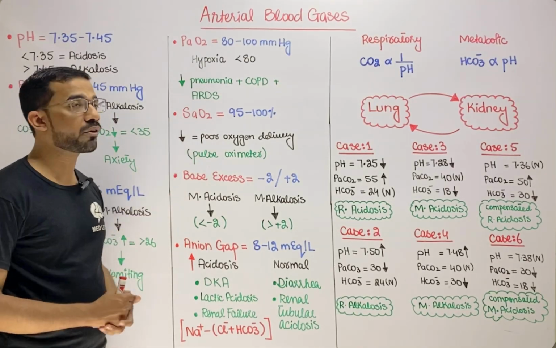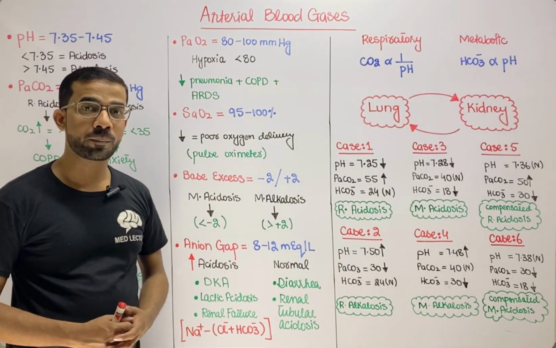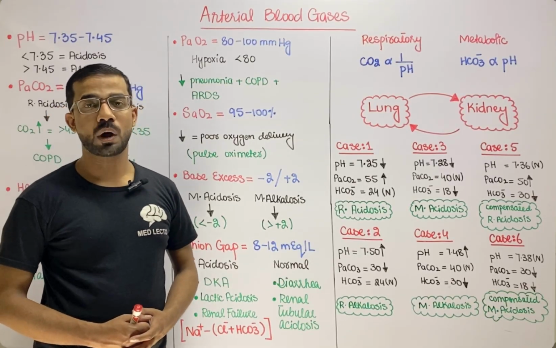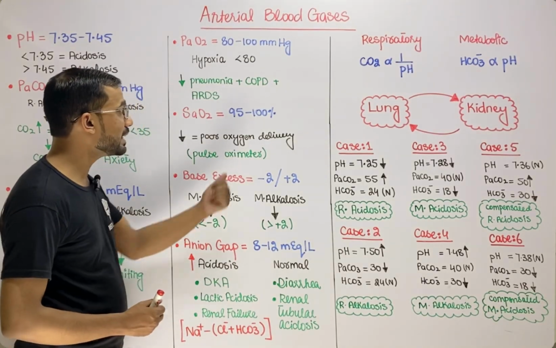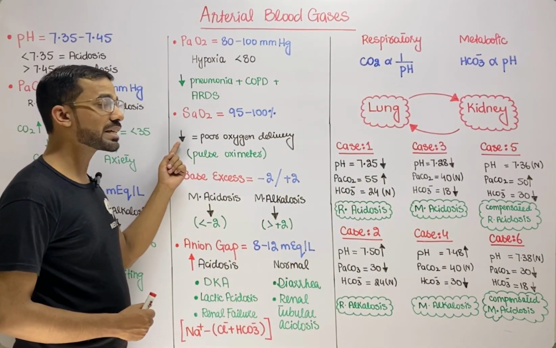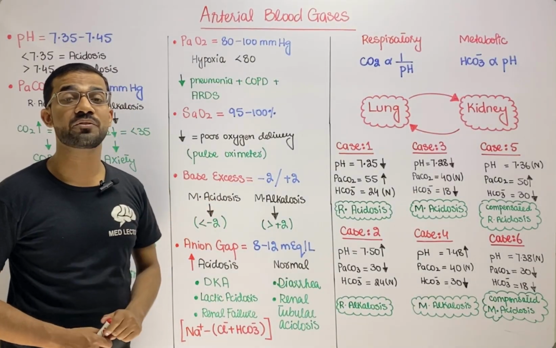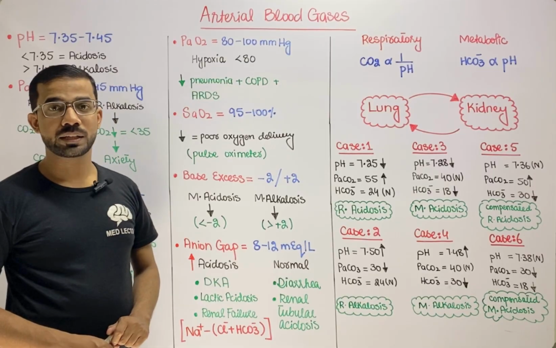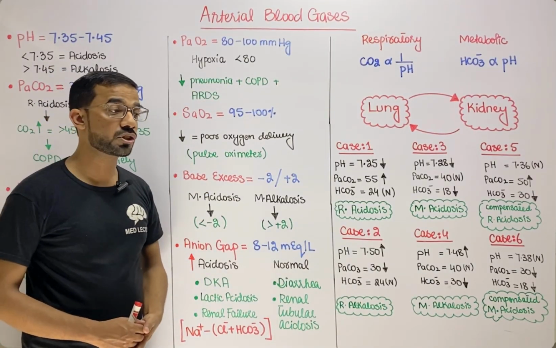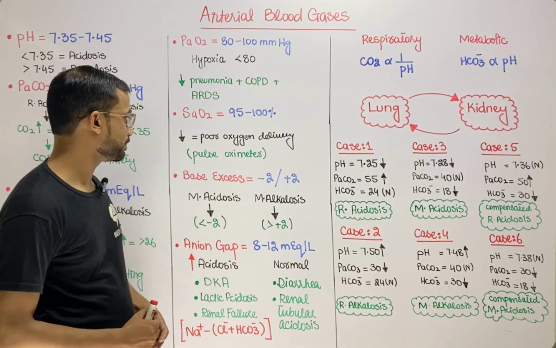Next is the saturation of the oxygen. How much oxygen binds to the hemoglobin, and what is the capacity of the hemoglobin to deliver the oxygen throughout your body? So 95 to 100% saturation can be seen. If the oxygen saturation is low, it means that poor oxygen delivery is happening inside the body of the patient. You can also check oxygen saturation through the pulse oximeter. That will also help in that case.